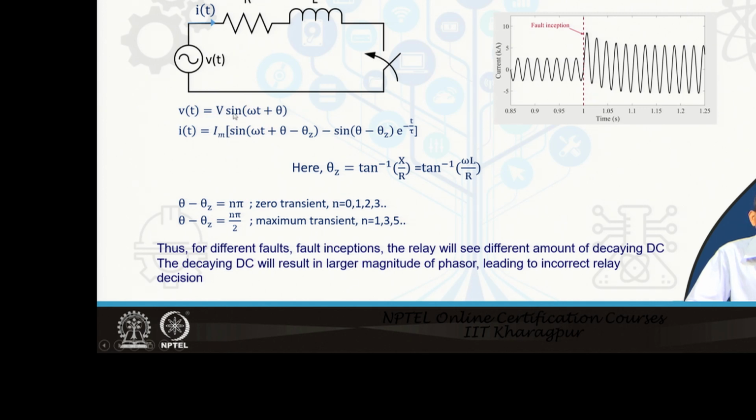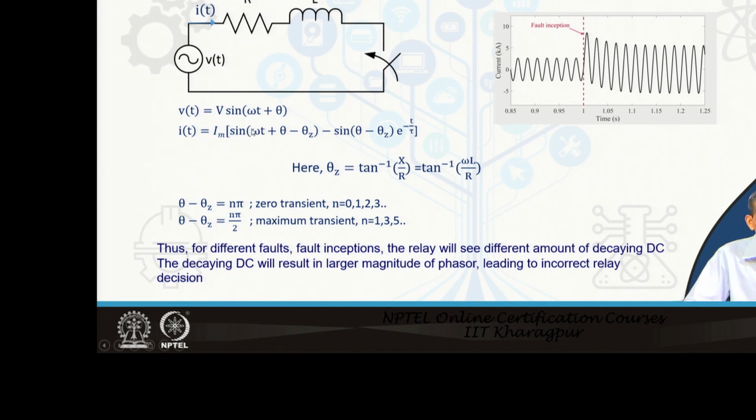In that case, for the corresponding system equation, with the voltage being sinusoidal, the expression can be like this, and the corresponding i(t) during this fault period will be sin(omega t plus theta minus theta z) plus or minus sin(theta minus theta z) e to the power minus t by tau, where tau is the time constant, that is L by R of the circuit, and theta z is tan inverse of X by R, where X is omega L, and omega corresponds to the fundamental component.